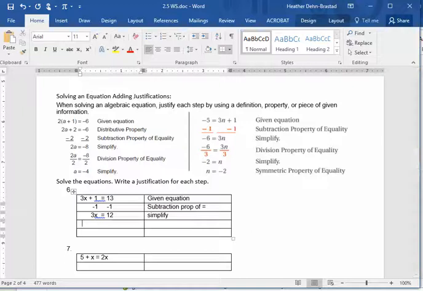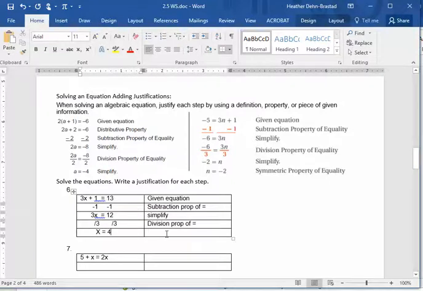Now my next step is that I'm going to divide both sides by 3. So I'm going to show my work here. And then over here I would write that this is the division property of equality. And then again I will simplify one more time, and then I will have my solution.